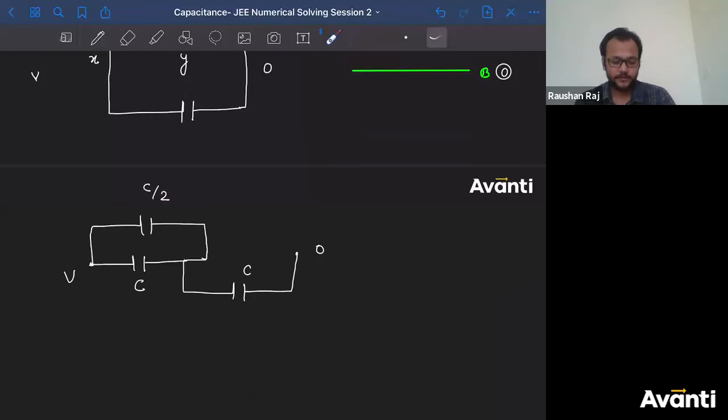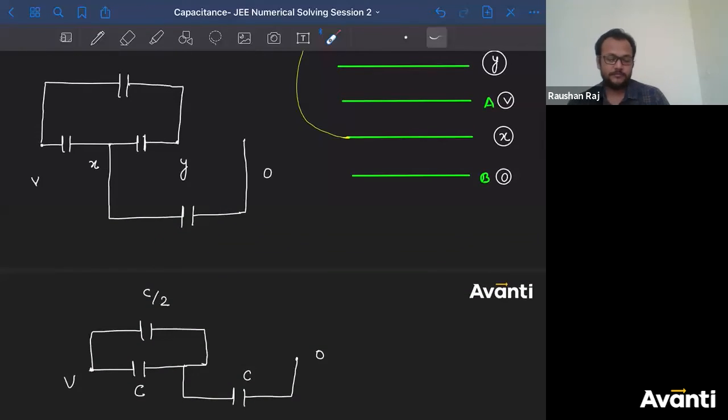All right? What, kids? C and C by 2. So they are parallel. So what will we write? C plus C by 2. That is 3C by 2. And now these two are in series. All right? Okay, what is the easy method for this?